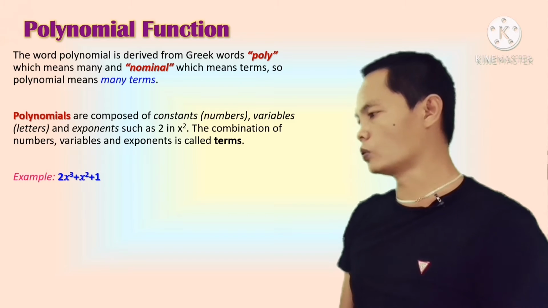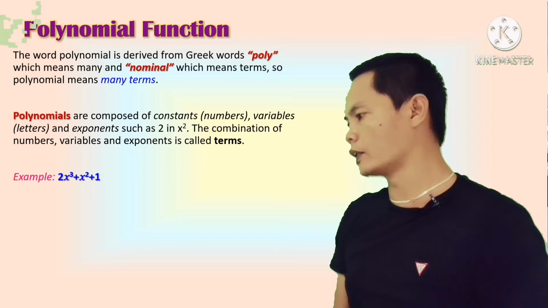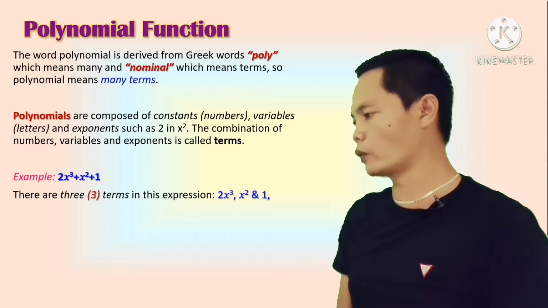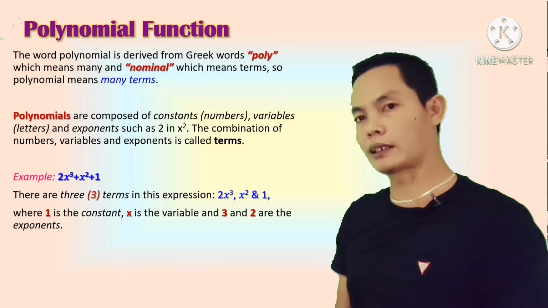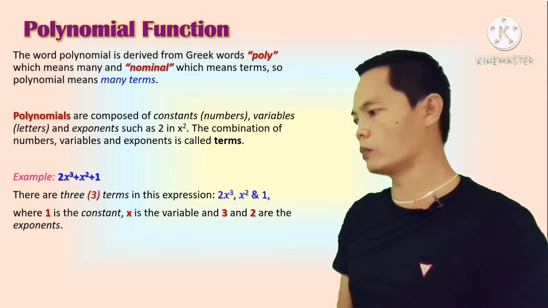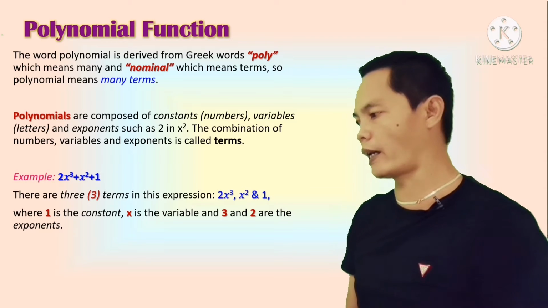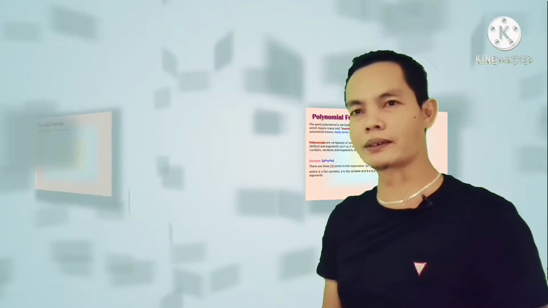Example, 2x cubed plus x squared plus 1. If you see here, there are 3 terms in this expression: 2x cubed, x squared, and 1, where 1 is called the constant, x is the variable, and we have the small number on the upper right of x, 3 and 2, which are exponents.